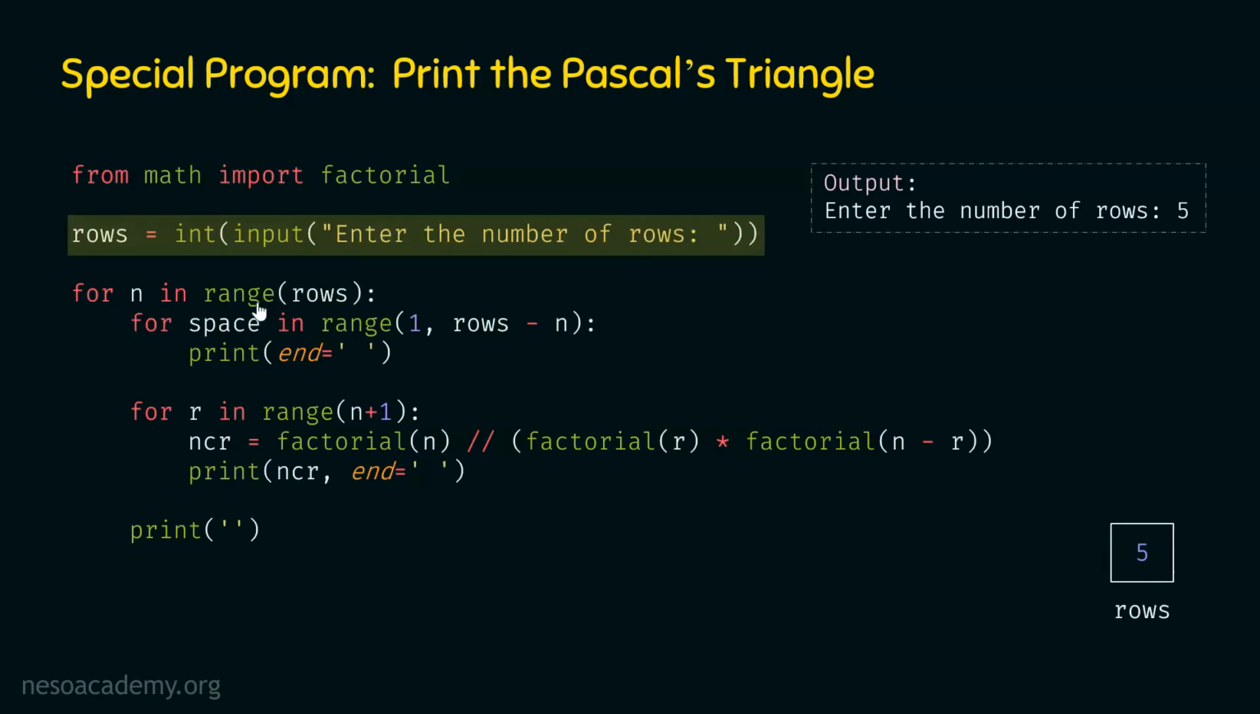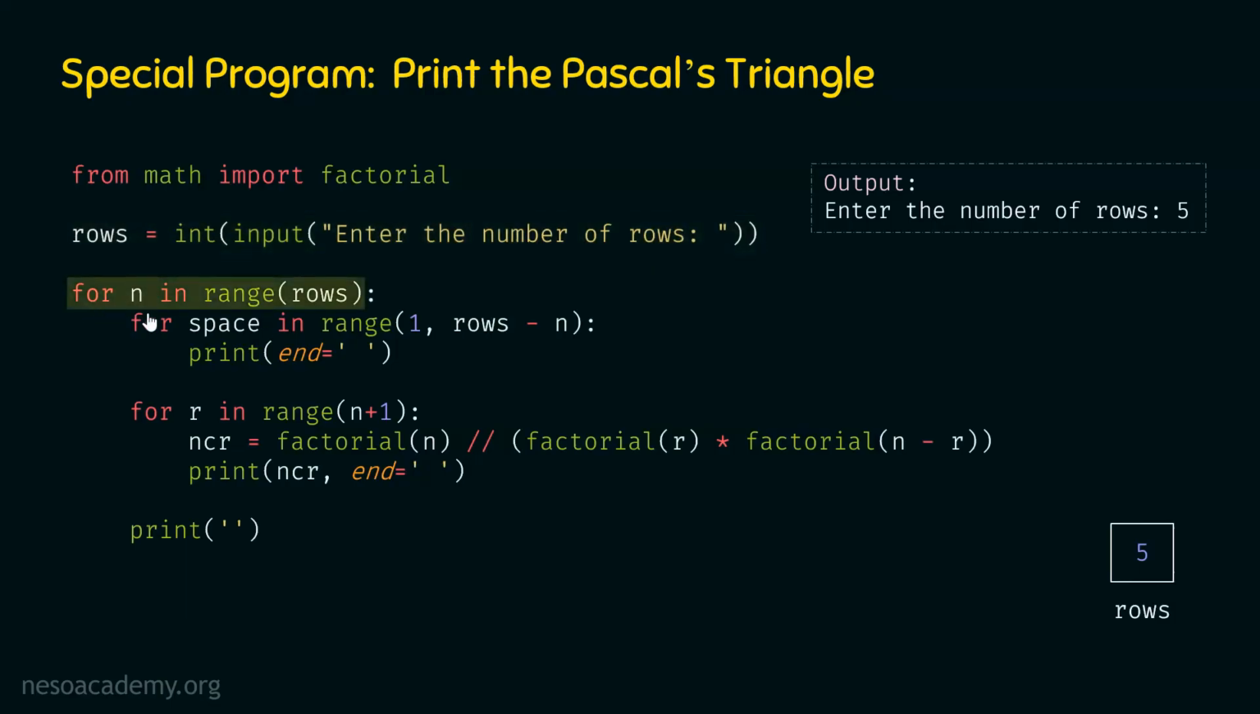Now after this, we need to execute this statement: for n in range rows. This range function will return values 0, 1, 2, 3 and 4 because rows is 5. These values will be received by n one at a time. First, this n variable will receive value 0. This means that n is now pointing to this object with value 0.